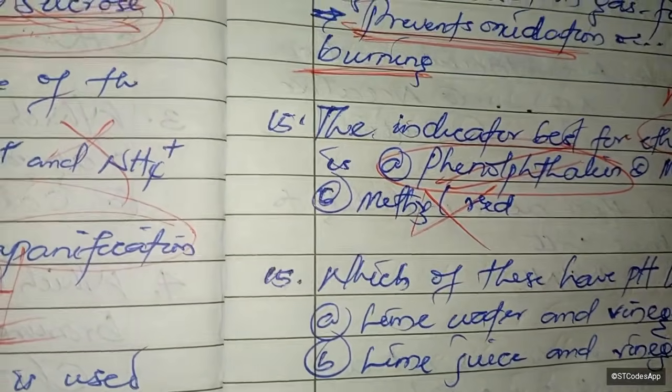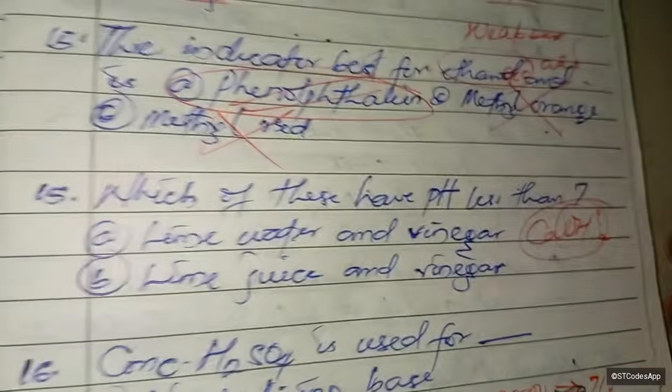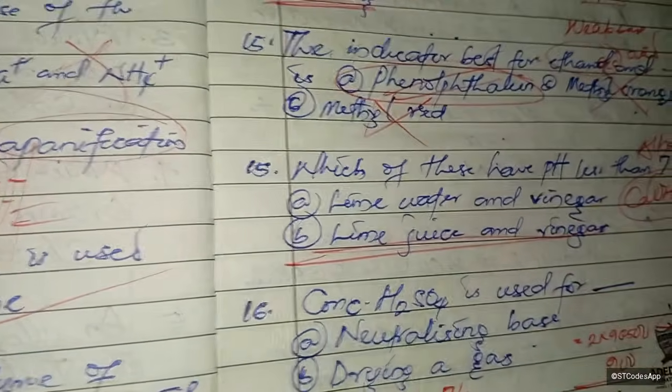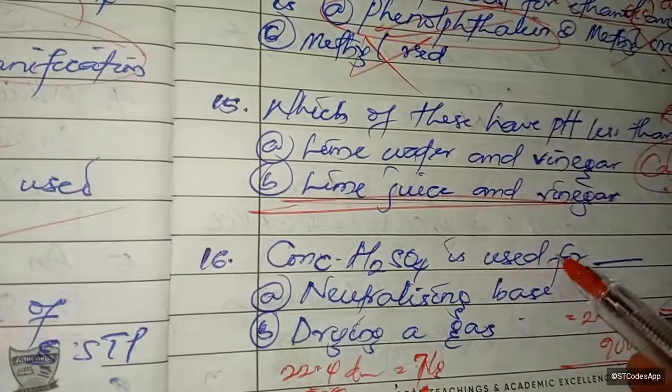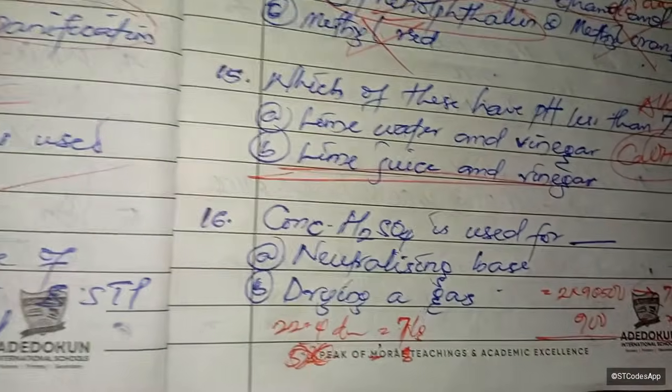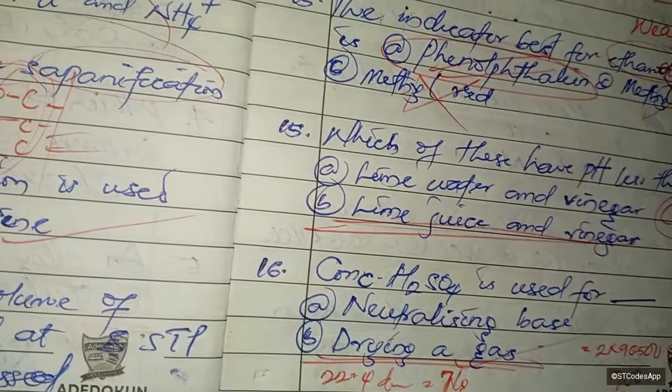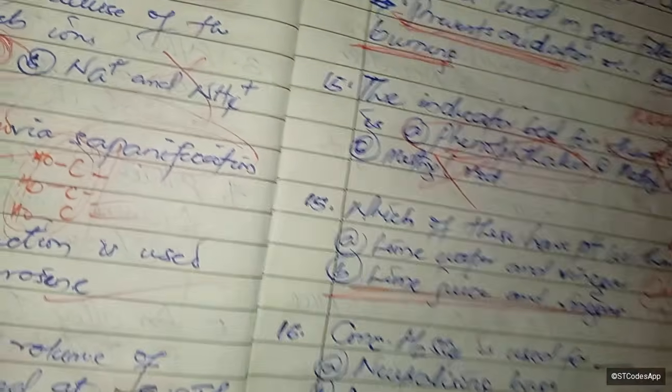KOH is lime water, and this guy is an alkali. So the answer is lime juice and vinegar. Concentrated H2SO4 is used for what? It's actually for drying gases. That's what we use it for. Not for neutralizing base, and not for production of hydrogen.